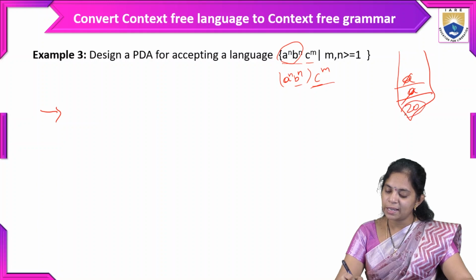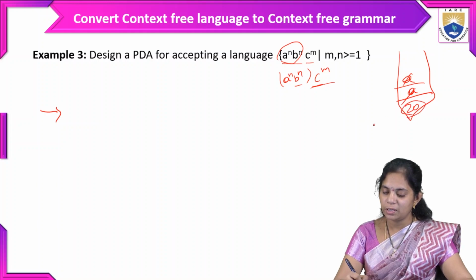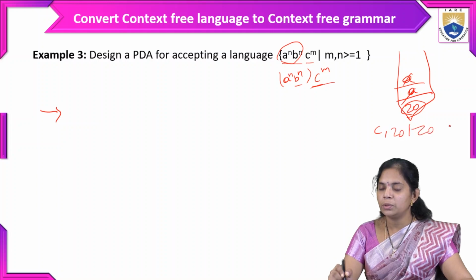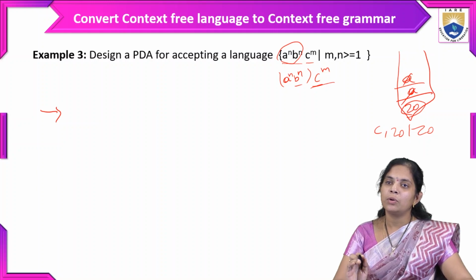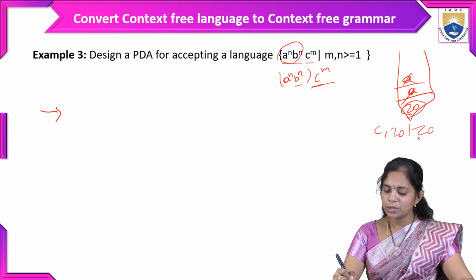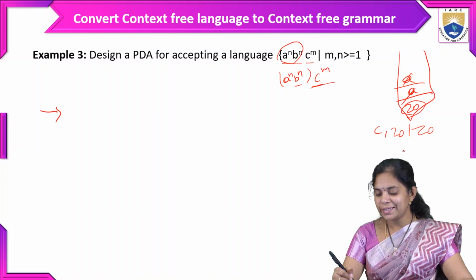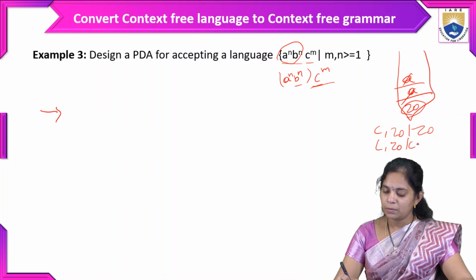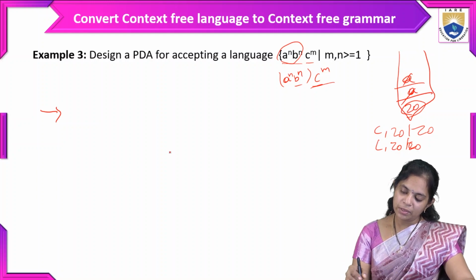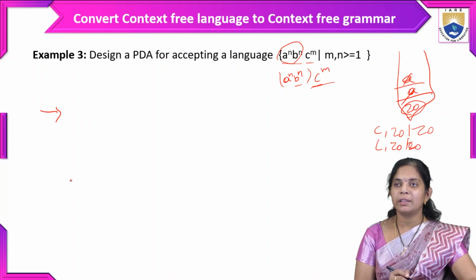So simply the top of the stack symbol is Z0, and C is the input symbol, and the top of the stack symbol is Z0. We need to only do the Z0. We are not going to replace that value. And how many C's are there? We need to repeat the same step, Z0.